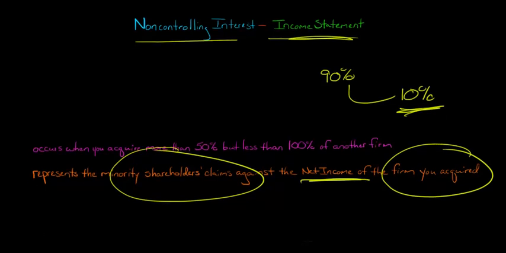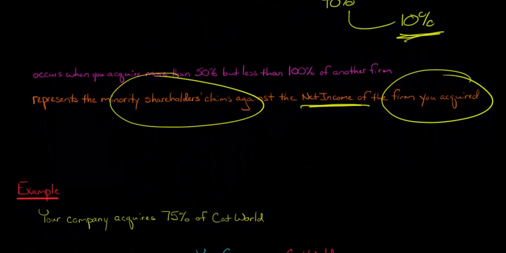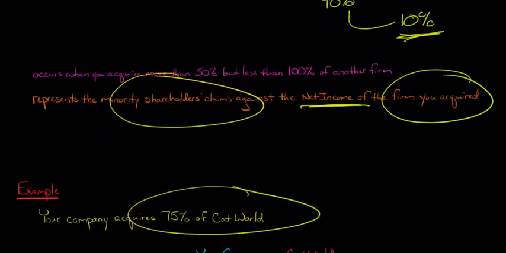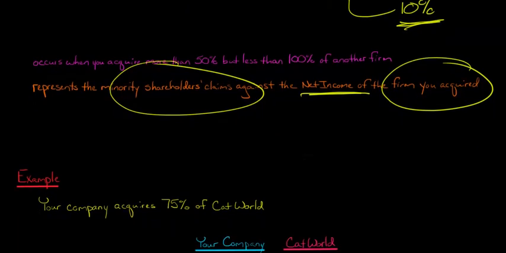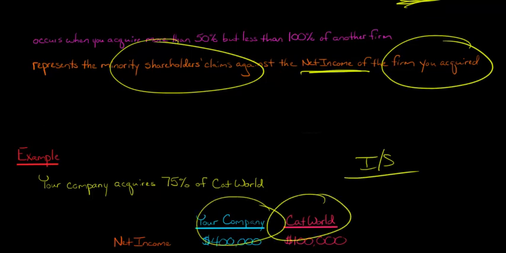Let me show you an example and it'll make it a little bit easier for you to understand. So let's say that your company acquires 75% of Cat World. Okay, so you've bought Cat World, you have 75% of them. What we're going to do is we're going to create a consolidated income statement, right? So we're going to create a consolidated income statement for the entire entity, for your company and Cat World, as if they were one company, okay?